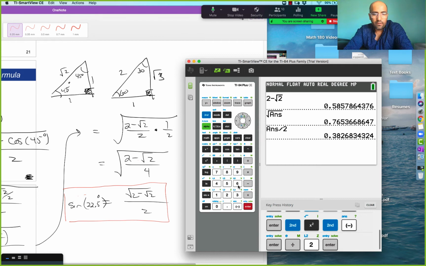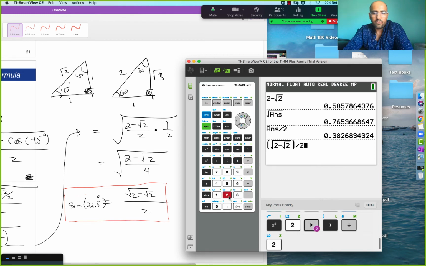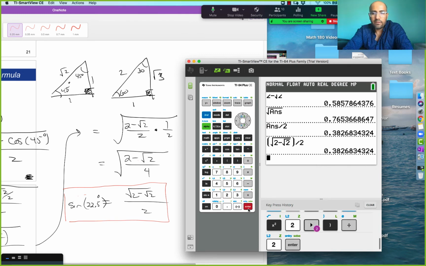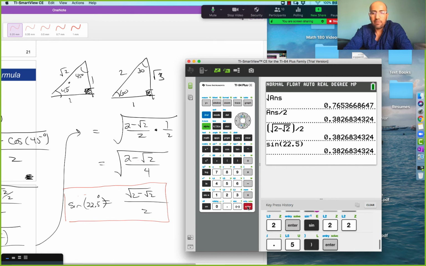Or if you want, you can type in the whole thing all at once. Put a parentheses, and then it's the square root of 2 minus the square root of 2, close parentheses, divided by 2. There. So we get the same thing. There's that complicated statement. And then to confirm that it equals what we expect, that's sine of 22.5 degrees. Bam, we get the exact same answer.